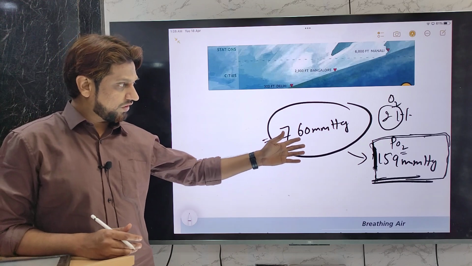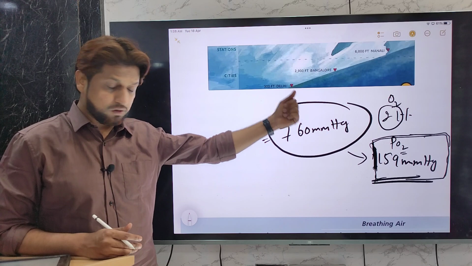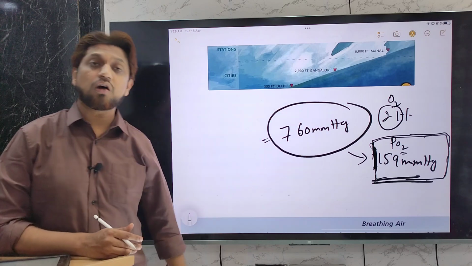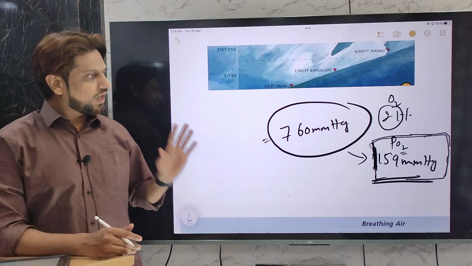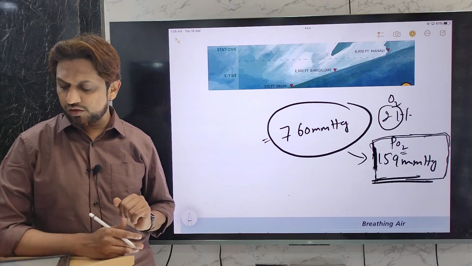So this total pressure is exerted by the partial pressure of the nitrogen, partial pressure of the carbon dioxide, partial pressure of the water vapor, or partial pressure of the oxygen, but we are considering now partial pressure of the oxygen. So in the atmosphere, the partial pressure of oxygen is around 159 millimeter of mercury.